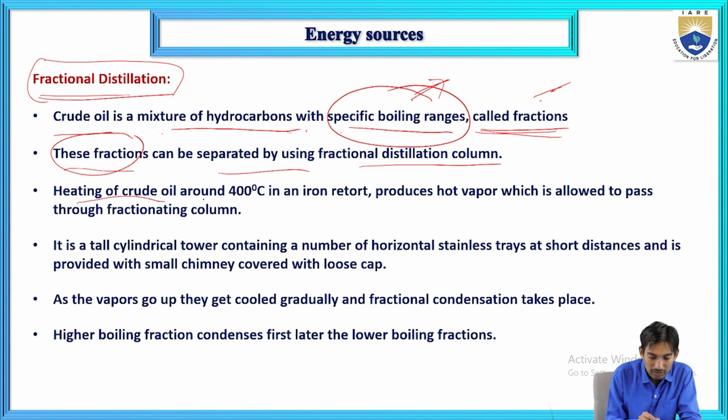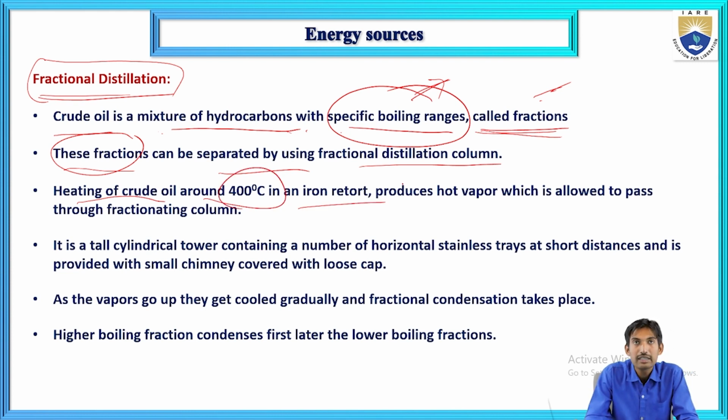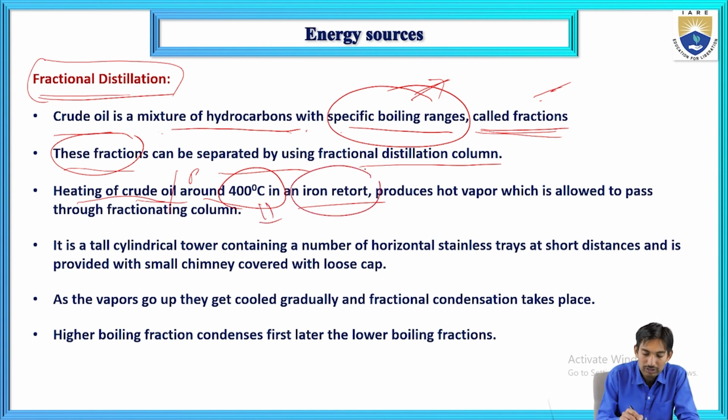See how we can perform the refining of petroleum. Heating of crude oil, or petroleum, both are the same, around 400 degrees centigrade in an iron retort. First, we have to take the crude oil in the iron retort and heat it to 400 degrees centigrade. It produces hot vapors, which are allowed to pass through the fractionating column.